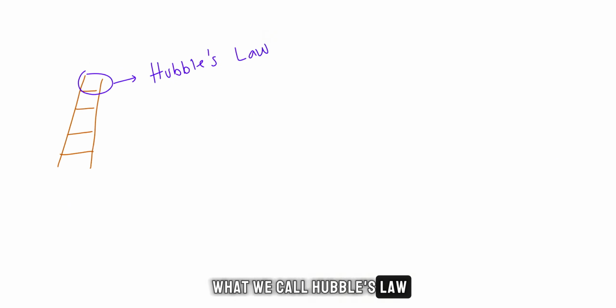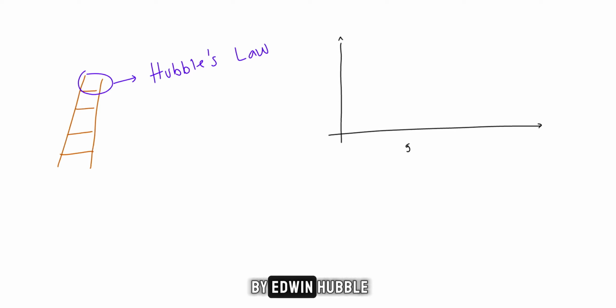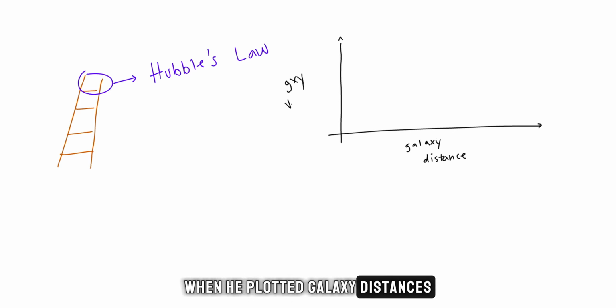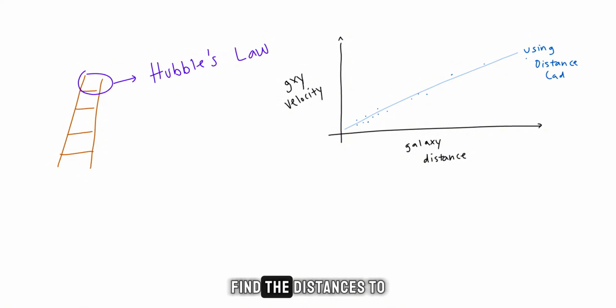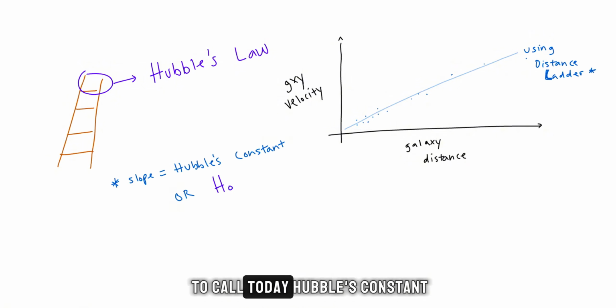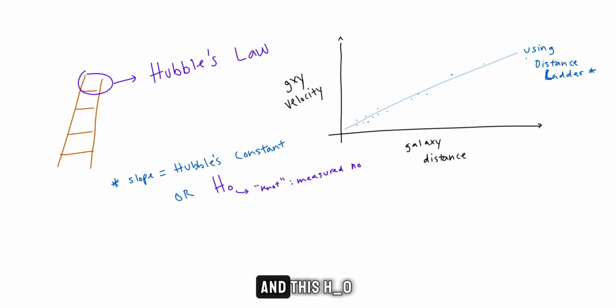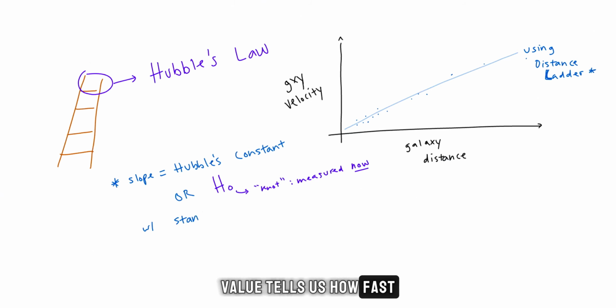The top of the cosmic distance ladder is what we call Hubble's law. This law was determined by Edwin Hubble when he plotted galaxy distances against the velocity that the galaxies were receding, or going away from us. The distance ladder was very important as it helped us find the distances to these galaxies. The slope of this plot is what we like to call today Hubble's constant, or H0. And this H0 value tells us how fast the universe is expanding away from us.